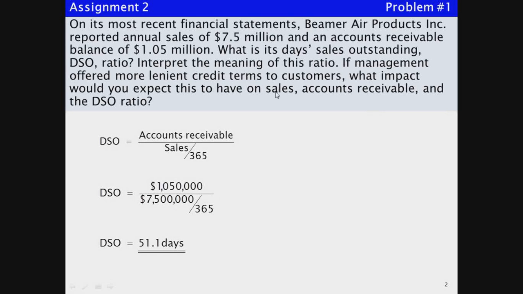What impact would that have on sales? Well, we would expect to increase sales. Some of the less creditworthy customers whom you've been rejecting may now be acceptable customers, and it should increase sales. But it would also increase accounts receivable, right? You're going to have more credit sales, you're going to generate more receivables. What will happen to the ratio? Most likely it would increase, because those that are less creditworthy that would be attracted by this probably will take longer to pay than your best prime customers.